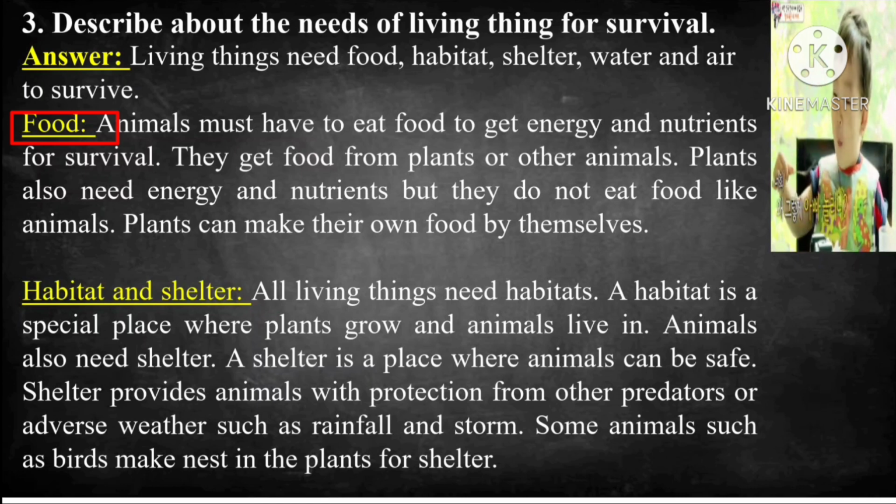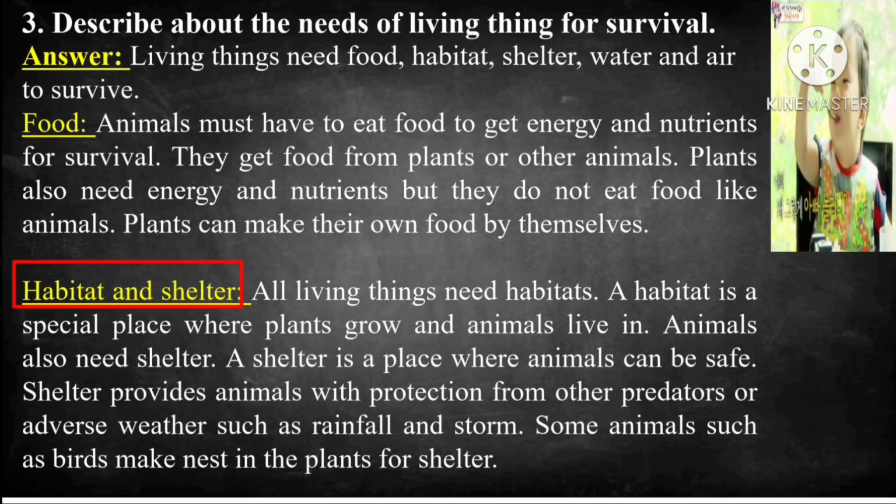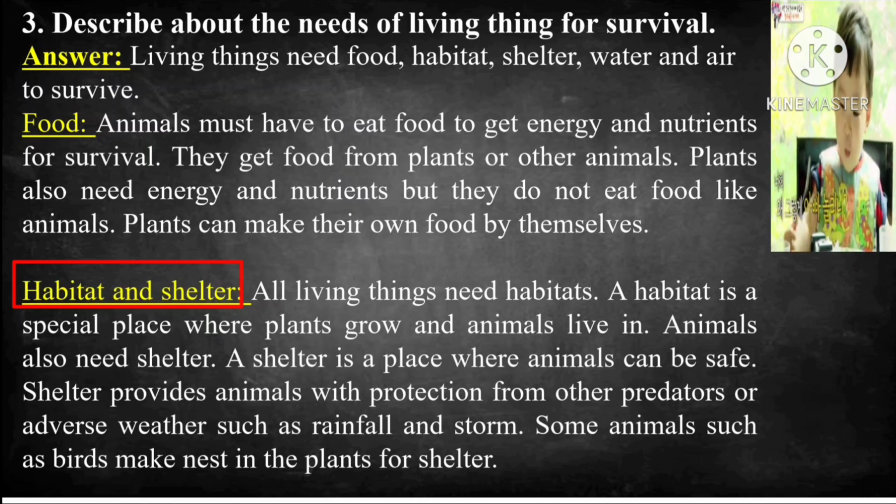Now plants also need food. They can make their own food. So plants can make their own food by themselves, but animals are dependent on other animals or on plants. Next is habitat and shelter. We have already talked about habitat and shelter.